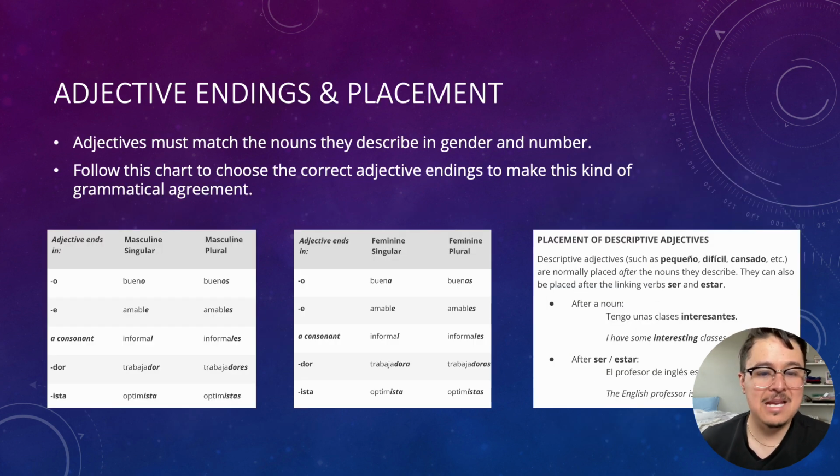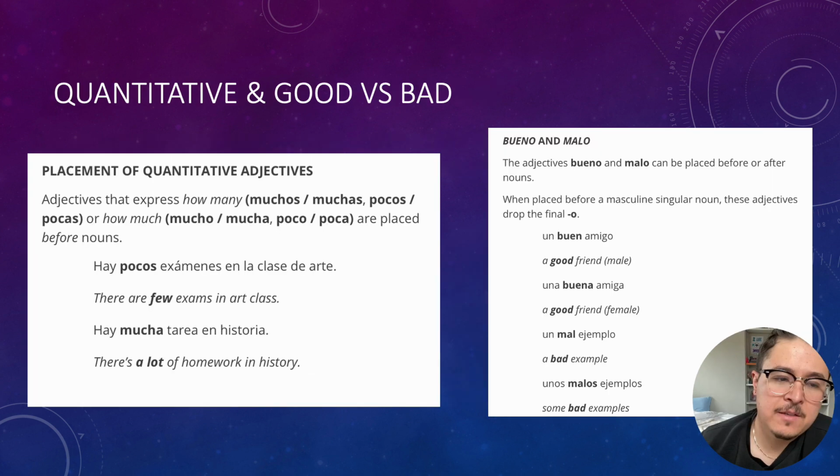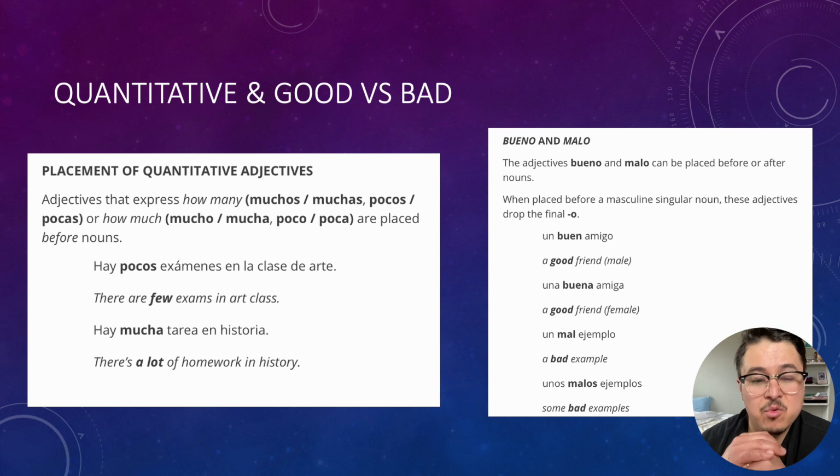Adjective endings and placement. Let's see here. Effectively, adjectives that express how many or how much, right? Muchos, muchas, pocos, pocas. So muchos, muchas is a lot, masculine or feminine. Pocos, pocas are a few, masculine and feminine, and they're placed before nouns. So, for example, hay pocos exámenes. There are very few exams in the clase de arte, in our class. Hay mucha tarea en historia. There's a lot of homework.